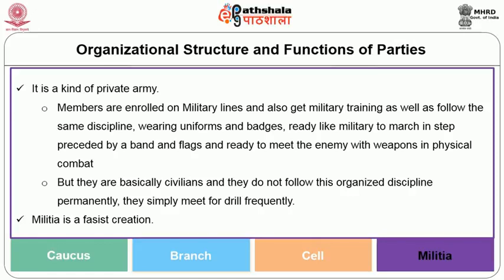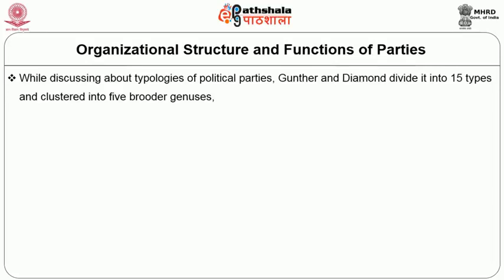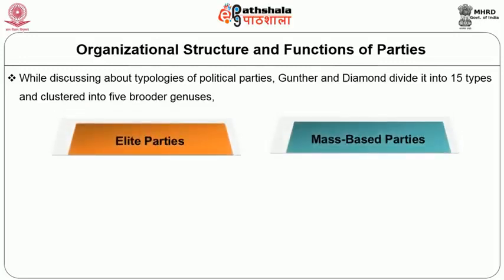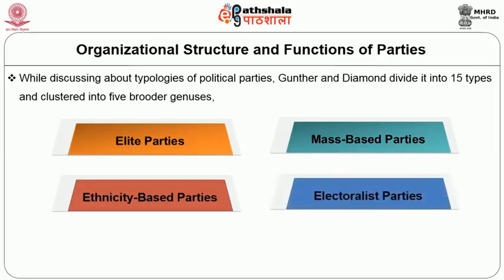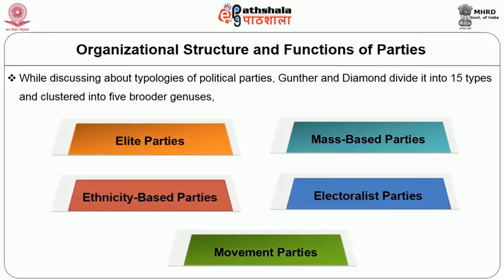Duverger also agrees that it is rare for a party to be based exclusively on only one of the 4 basic elements, except perhaps the old 19th century parties based on caucuses. While discussing typologies of political parties, Gunther and Diamond divided them into 15 types and clustered them into 5 broader genesis: elite parties, mass-based parties, ethnically based parties, electoralist parties and movement parties.